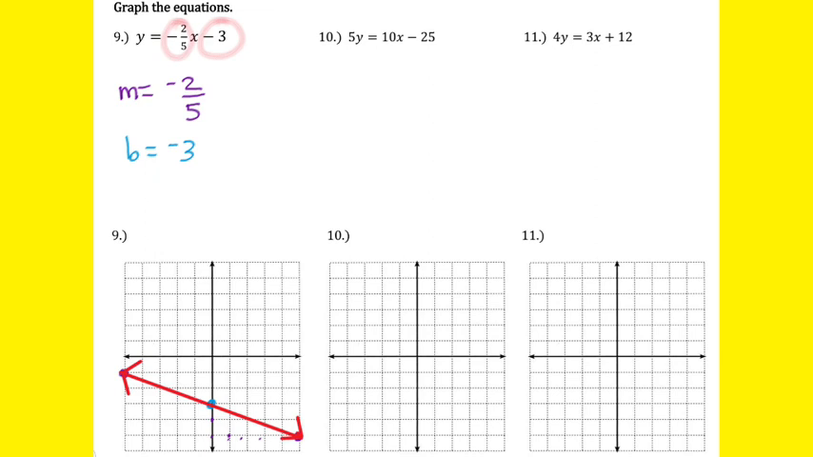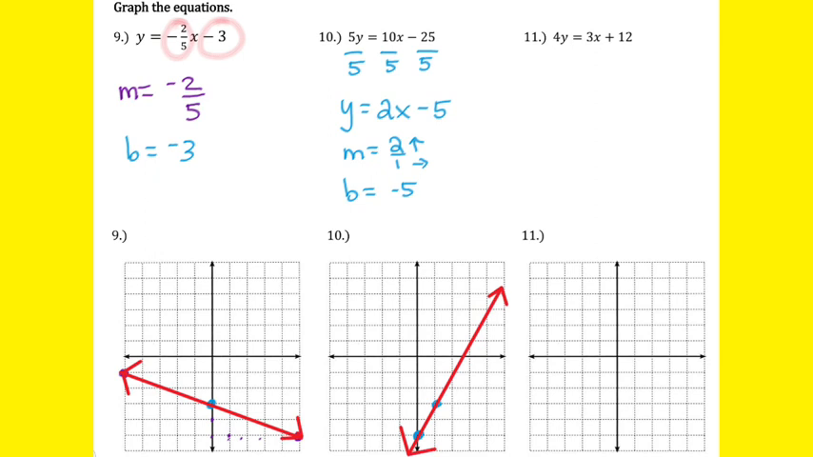On number 10, it is tempting to do x and y intercepts here, but if I do this, when I go to find the x-intercept, I'm going to have to divide 25 by 10, giving me 2.5. I don't want to have decimals. So instead, I'm just going to divide off 5, getting my y = mx + b form, identifying my slope and my y-intercept, and graphing from there.